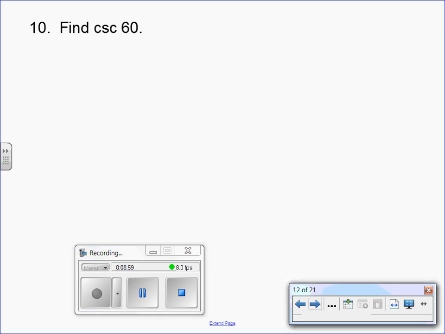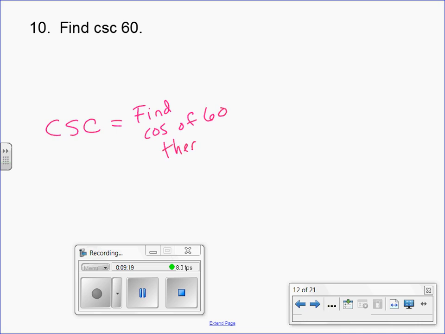Let's find cosecant 60. We'll just do it together. So first of all, cosecant is the reciprocal of who? Is it the reciprocal of sine or the reciprocal of cosine? It's the reciprocal of cosine. So what I would do is find cosine of 60 and then flip my answer. What's the x value at 60 on your unit circle? It's 1/2, and then we would flip it upside down. So I believe my answer would be 2 over 1, or 2. Is that okay?